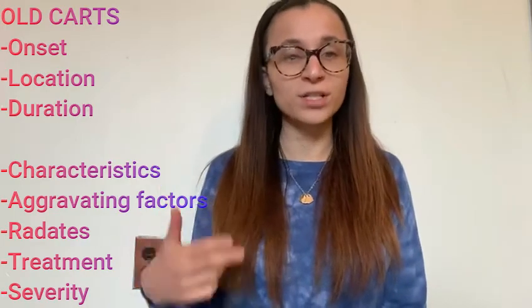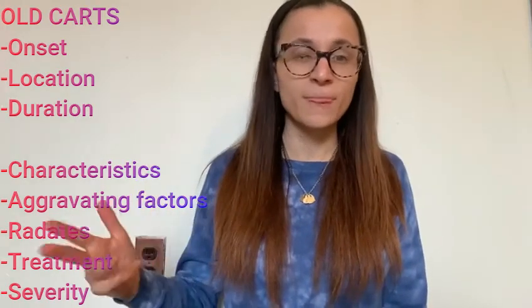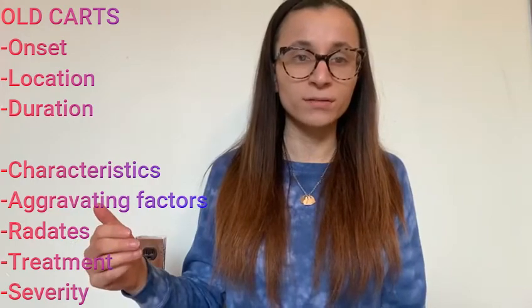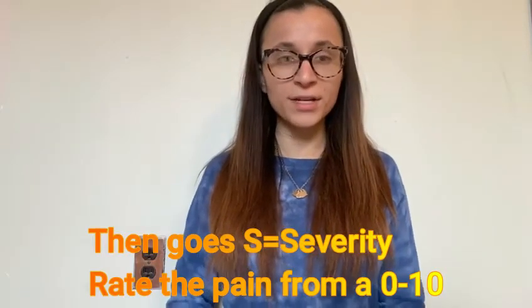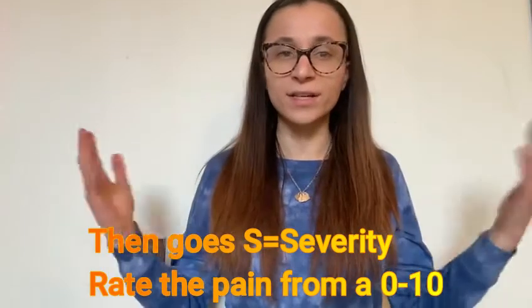So that's your HPI, your OLDCARTS. Onset, location, duration, characteristics, aggravation, radiation, treatment. And then you're done your first section, the introduction. So that's pretty simple. Then we go on to your past medical history.